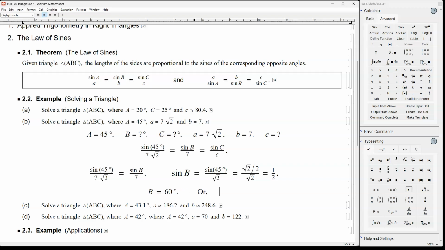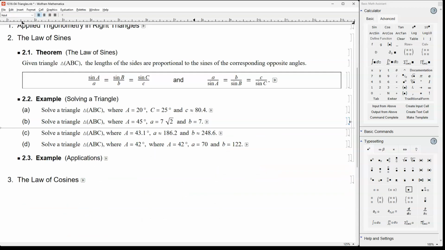Or B is 150 degrees. You know, people tend to forget the latter one here. So the answer may not be unique. It'll turn out, however, this is valid, but this is not. In the end, therefore, it'll all work out. Here's what I'm talking about.